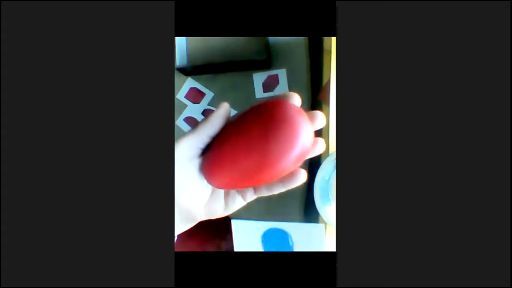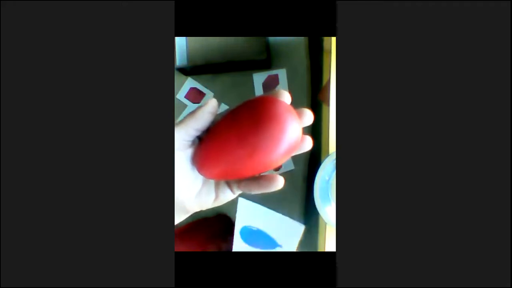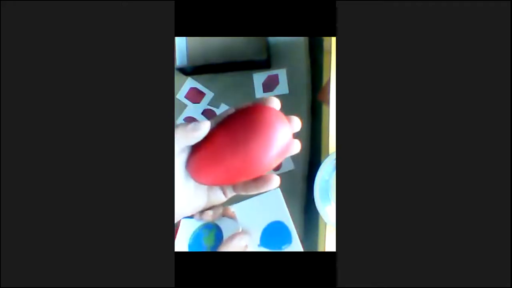It is an ovoid. What is the shape of a balloon? Ovoid. Okay. Next. Oval and oval.